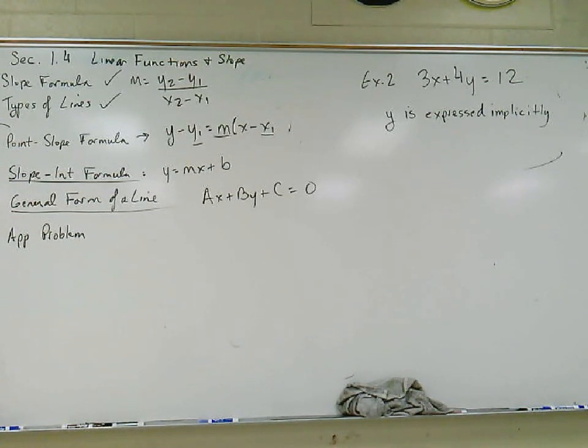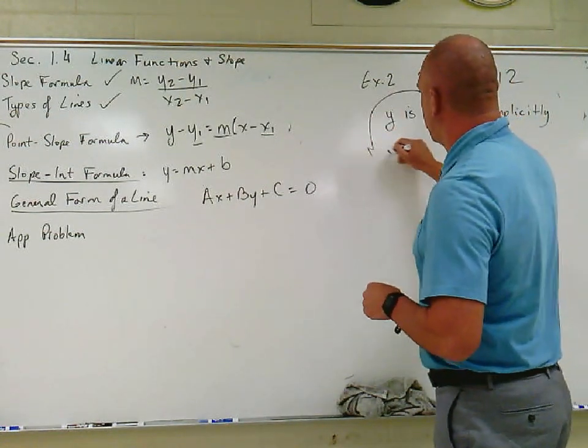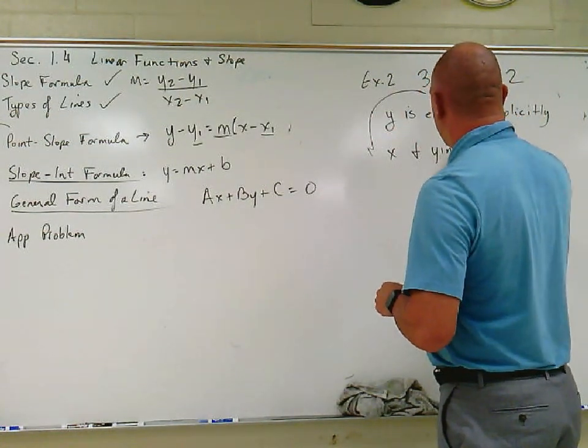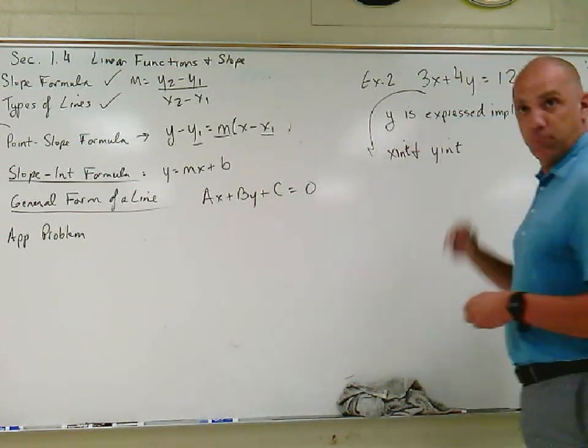What's different between this and slope-intercept form? Y isn't by itself, that's all it means. Y is in there, you just haven't solved for y. All right, so I just want to make sure we're clear. Typically what we use this for is to get the x and y intercepts very quickly. You can get the x-intercept and the y-intercept pretty quickly.